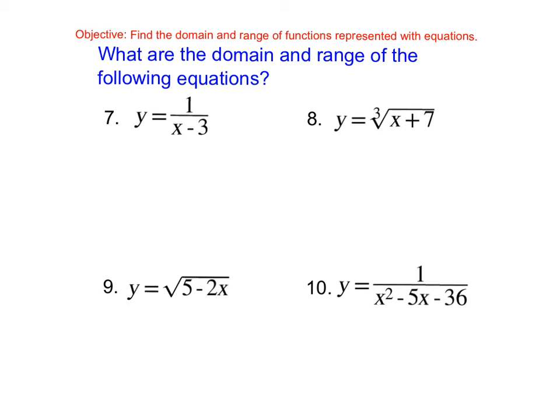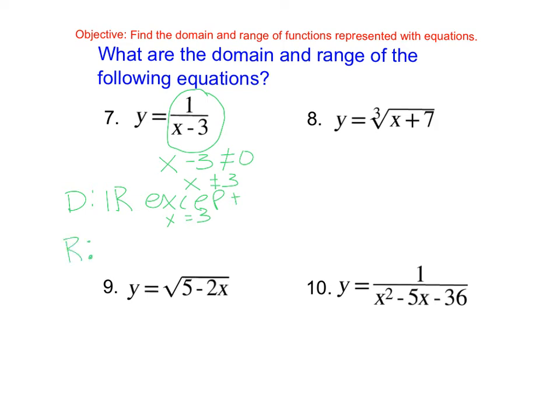Think about a fraction. What can you never have when you have a fraction? You are never able to let the denominator equal 0. So x minus 3 cannot equal 0. X cannot equal 3. So the domain is all real numbers except x equals 3. Not except x doesn't equal 3, that's a double negative. So the except is our not. Okay. Now, the range is a little more challenging.